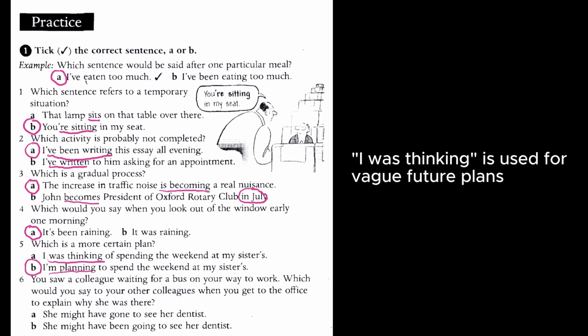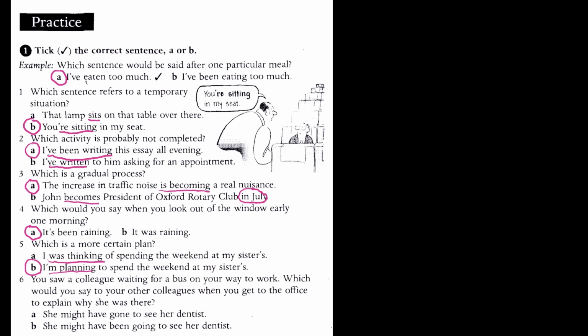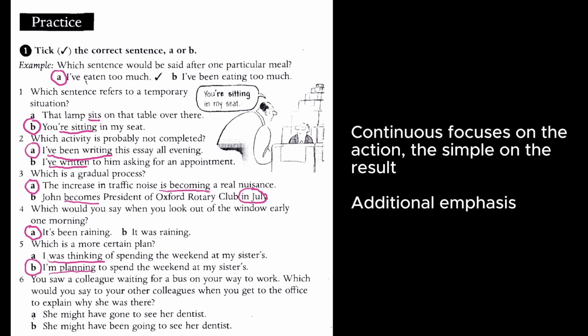You saw a colleague waiting for a bus on your way to work. Which would you say to your other colleagues when you get to the office to explain why she was there? She might have gone to see her dentist. She might have been going to see her dentist. The correct answer here is B, because you saw her in the moment of this action. So you're referring to seeing her on her way. So it's better to use this continuous action here.